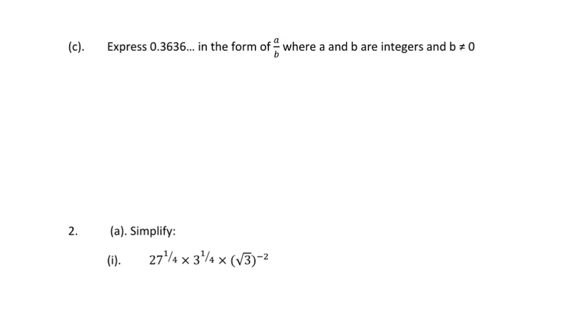Part C of the question, express 0.3636 continuous in the form of a over b, where a and b are integers and b is not equal to 0. Okay, this is the repeating decimal problem. We know that repeating decimals are decimals that have no end.